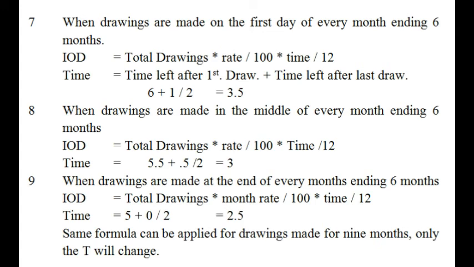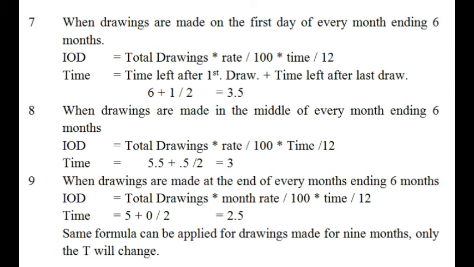And the last one, the ninth one, when the drawings are made at the end of every month ending 6 months. That means the first drawing was made on the last day of the first month. How many months remaining? 5 months. And the last drawing was made on the last day of the 6th month. So the number of months remaining is 0. Divide by 2 and the answer is 2.5. In the same way, if the question says drawings are made for ending 9 months, applying the T formula, you will be able to get the correct answer.